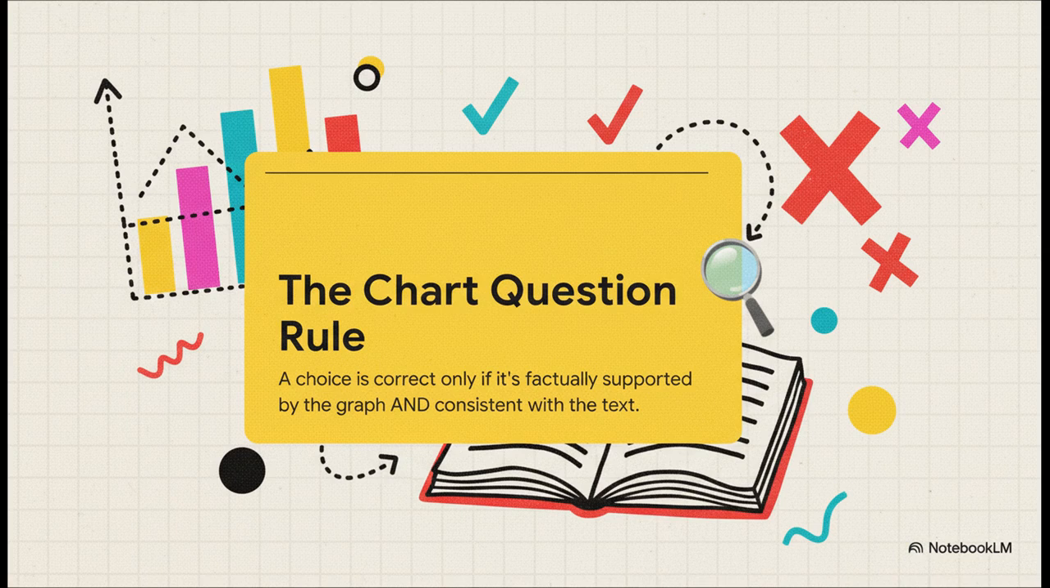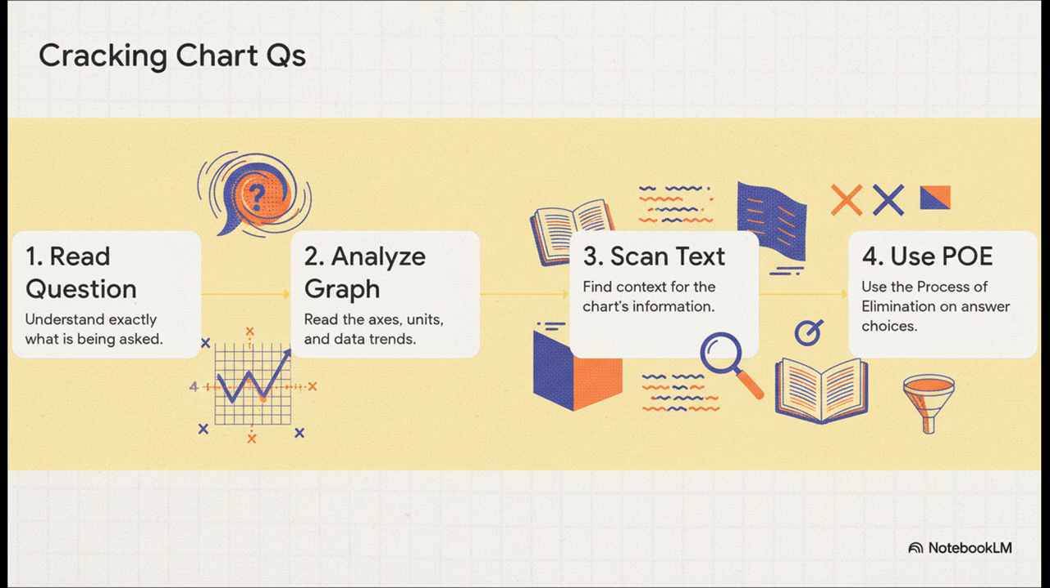This is the simple, unbreakable rule for every single chart question you'll see. The correct answer has to do 2 things. 1, it has to be factually backed up by the data in the graph. And 2, it has to fit with the story or context from the passage. If an answer choice fails even one of those tests, it's wrong, period. And to make sure that rule works for you every single time, you just follow this 4-step process.